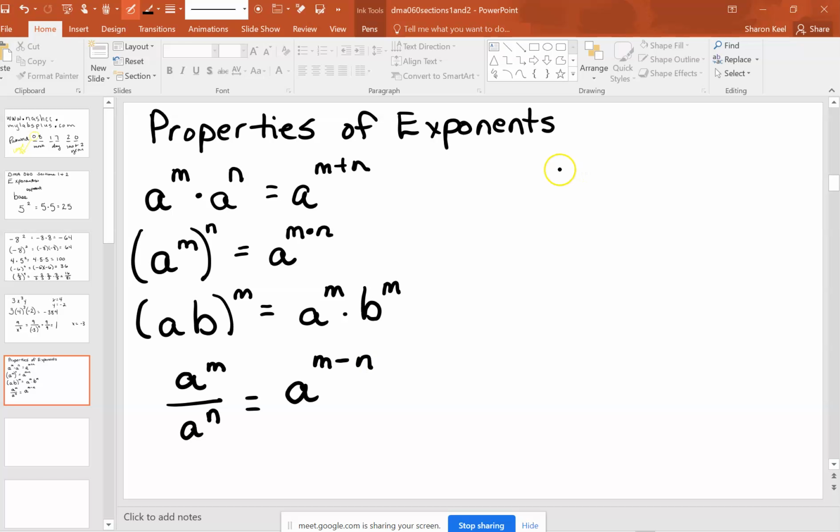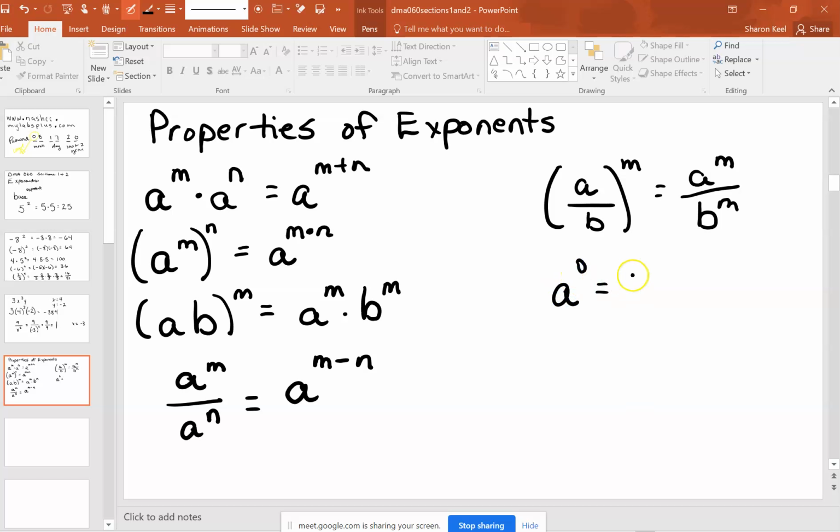If you have a parenthesis and there's an exponent outside, it applies to the numerator and it applies to the denominator. Notice the parenthesis is around top and bottom. If the parenthesis was only around the top or only around the bottom, the exponent only applies to what's inside of that parenthesis. Anytime you have a base to the power of 0, that answer will always be 1.